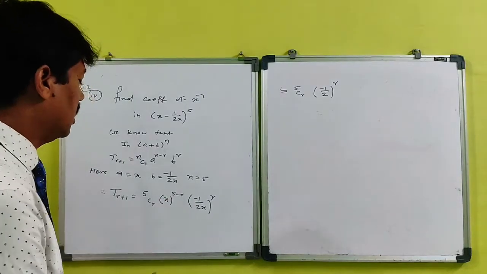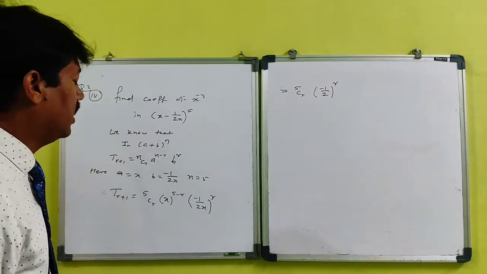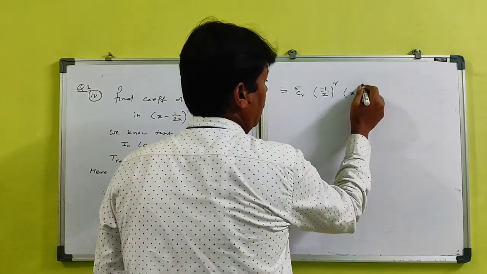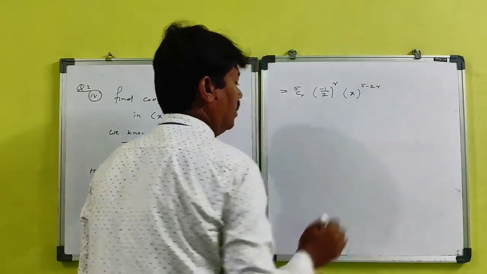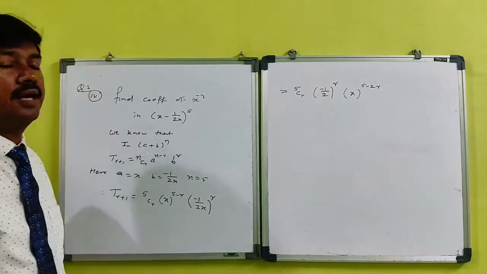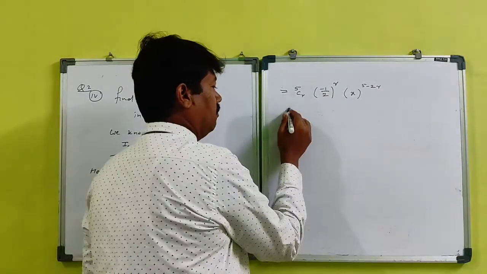to 5 minus r, and the x raised to r from the bottom will come up, so that will be r. So it is x raised to 5 minus 2r. This is minus r and this power will come up, so that becomes x raised to 5 minus 2r.